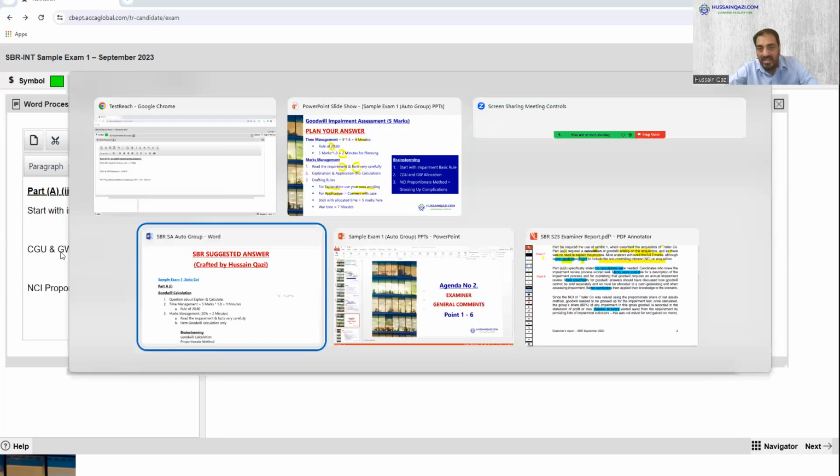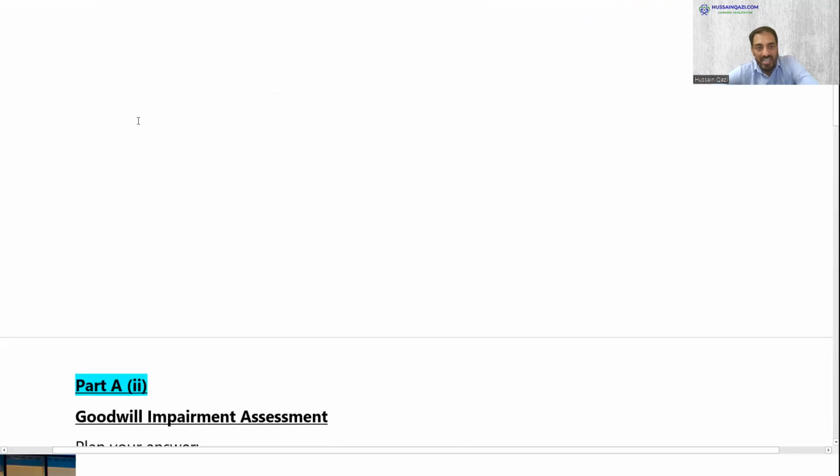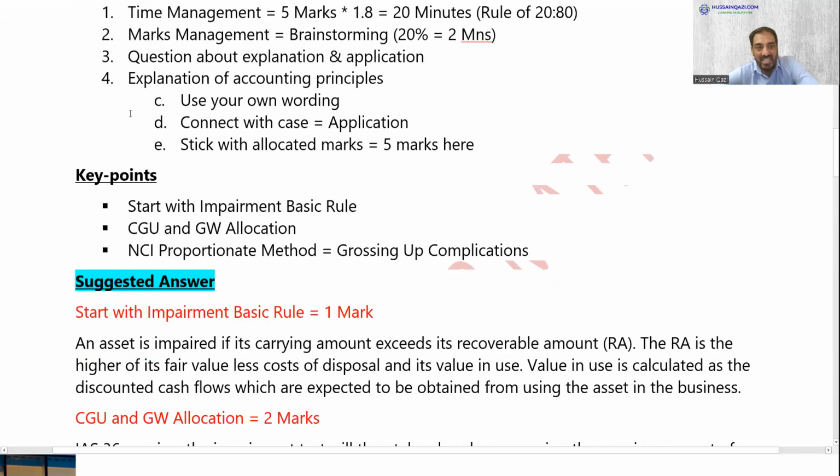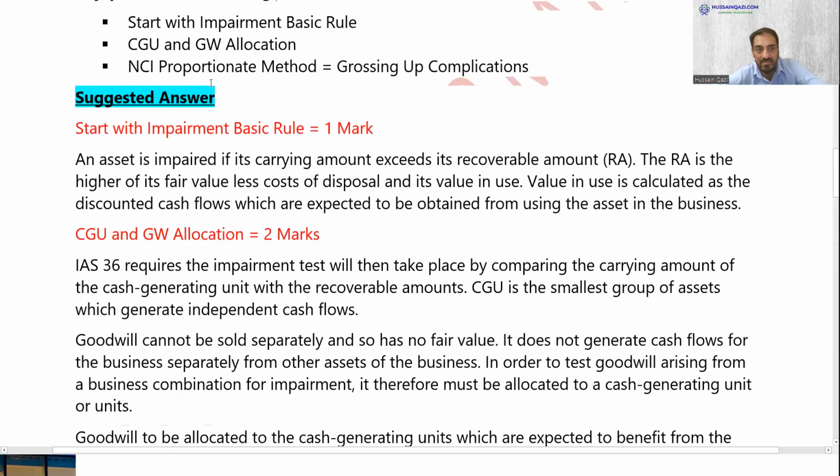Finally, I am sharing the suggested answer with you. This is not exactly the model answer. This is the suggested answer crafted by me, Hussain Qazi, for the sake of your convenience. So for example, that is part A2, plan key points. Key points means brainstorming. And this is the suggested answer.